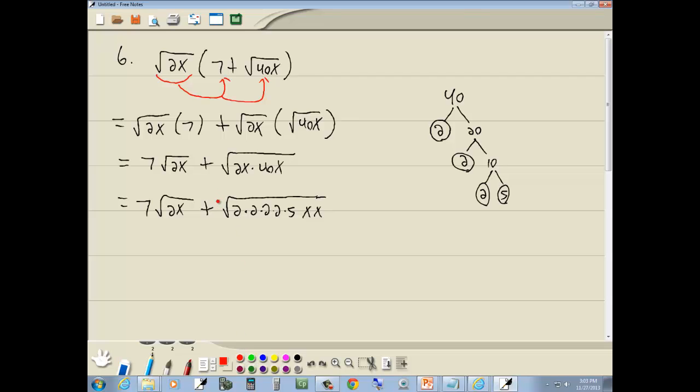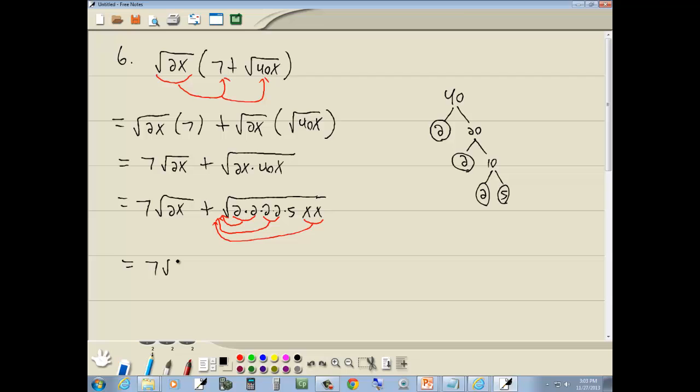Okay, well, we're dealing with a square root. The index is 2. There is no number in a slot here, so I know it's a square root. And by default, the index is 2, which means looking for pairs of something. Here's a pair of 2's. They're going to come out in front as a single 2. Here's a pair of 2's. They're going to come out in front as a single 2. And here's a pair of x's. They're going to come out in front as a single x.